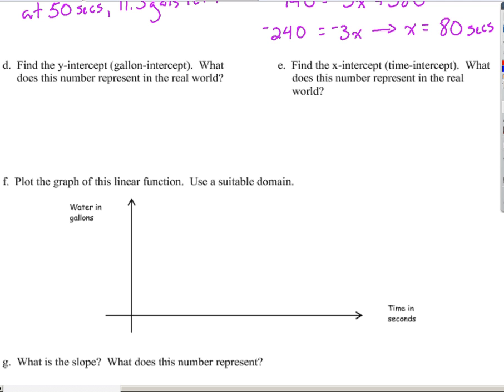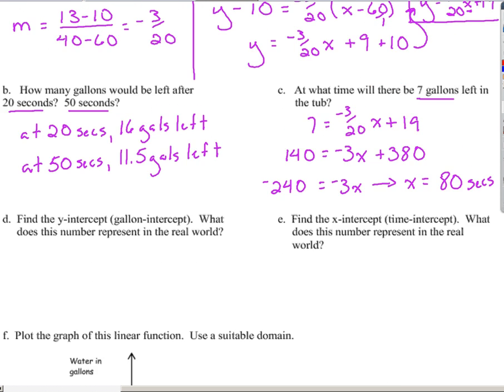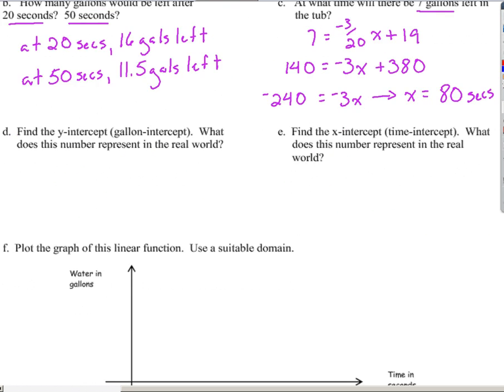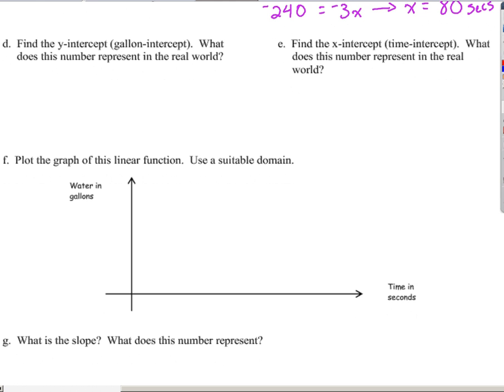All right, on part D, we're asked to find the y-intercept, which is also known as the gallon intercept because the y-coordinate goes with gallons, right? To find the y-intercept, since we solved for slope-intercept form back here in part A, that's not going to be too hard. The y-intercept, or the gallon intercept, is going to be 19. So the answer to part D here, 19.